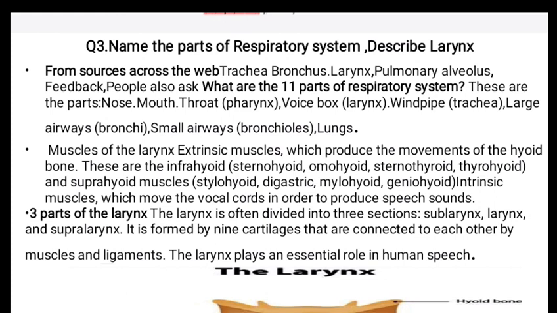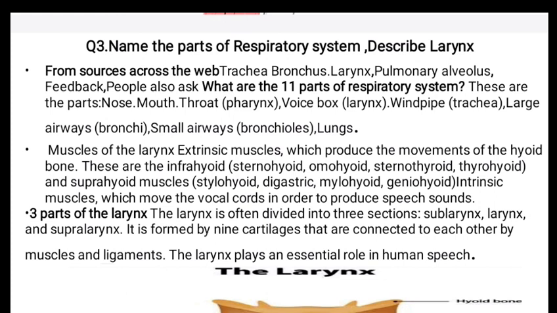Again, the suprahyoid muscles. Suprahyoid muscles means stylohyoid, then digastric, mylohyoid and geniohyoid. Okay, these are the suprahyoid muscles. Intrinsic muscles move the vocal cords in order to produce the speech sound.